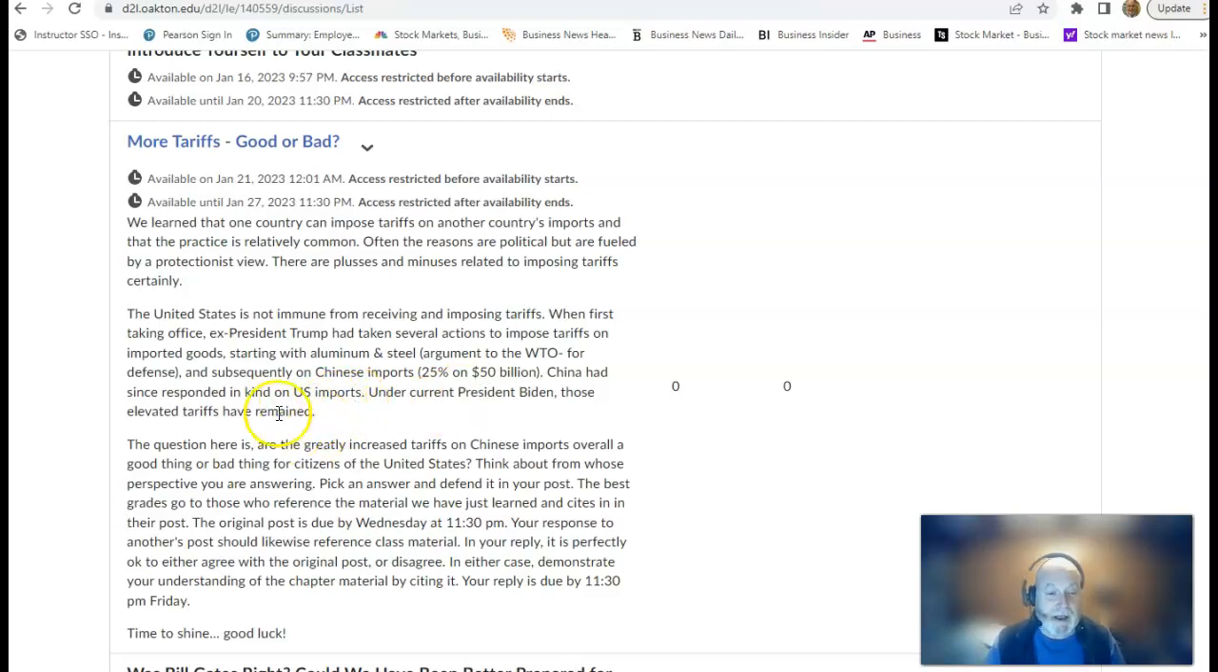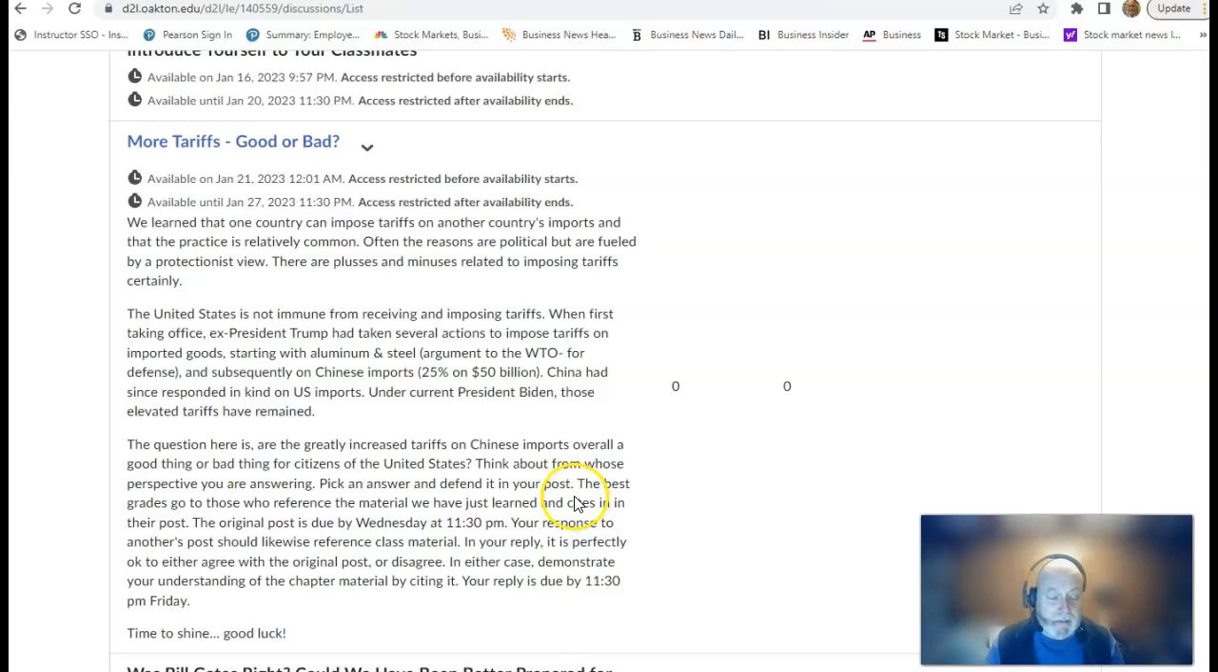So I'm not commenting on whether that was politically the correct thing to do, or from any perspective. I just want to know what effect you think it has and whether that's really good or bad for us. So the question here is: with the greatly increased tariffs on Chinese imports, is it overall a good thing or a bad thing for the citizens of the United States?